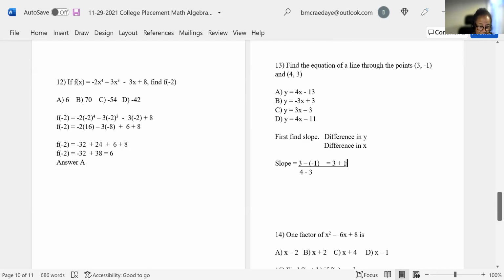Okay, let's get rid of the underline. Here we go. So we have 3 plus 1 over 4 minus 3. 4 minus 3.